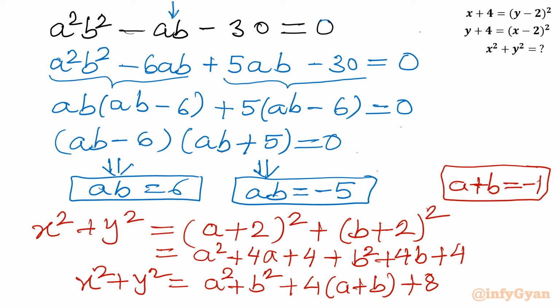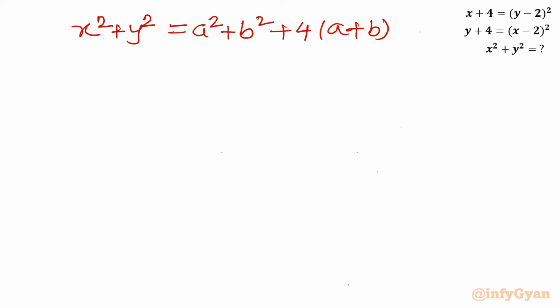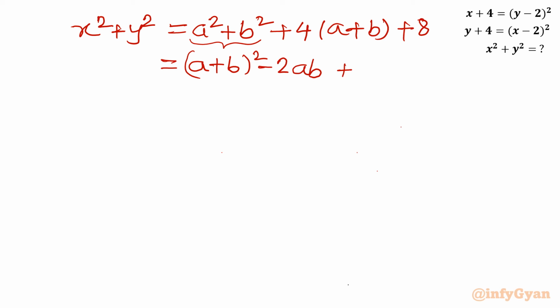Now notice ab is 6, ab is negative 5. So for two ab values, we have to check which solution is providing us real solution. Let's check. So I will write x square plus y square. This value will be equal to a square plus b square plus 4 times a plus b plus 8. So I will write here the first identity, a plus b whole square in this place minus 2ab. Now the rest is 4 times a plus b plus 8, and this is our required expression.